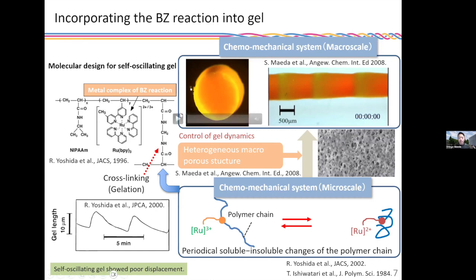So I have developed self-oscillating gels at macroscopic scale. We can achieve this kind of volume oscillation of the gels. And also, of course, we can observe peristaltic motions of the gels. Locally, swelling regions propagate inside the gels, and we can see something like peristaltic motions in the gels.